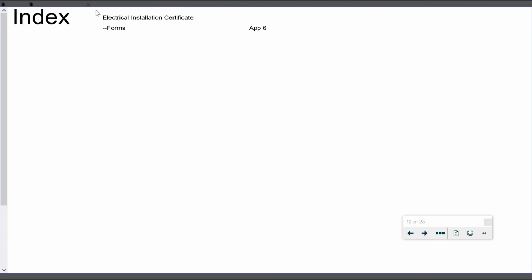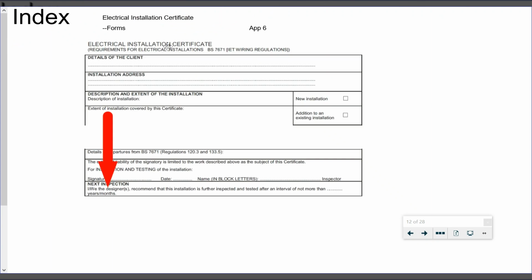So in the index, we're going to go to the electrical installation certificate because that's the certificate you fill in for new works. And we're going to go to Appendix 6. In Appendix 6, you'll find the electrical installation certificate. That's the first certificate that's there. And down the bottom of the certificate, you'll see there the next inspection. It says, we, the designer, recommend that this installation is further inspected and tested after an interval of not more than X amount of years and months. So it's the designer that does it. As I said, you could have gone down the same route we did at the start of these exam success videos, and you could have gone down initial verification and found the regulation in there in part 1.